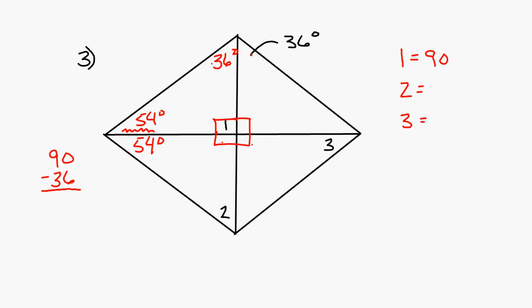You've got another right triangle. So angle 2 is going to be equal to 36 degrees. If angle 2 equals 36, then the angle on the other side of it is 36. And you've got a third right triangle. So angle 3 is going to be equal to 54 degrees. So angle 2 is 36, and angle 3 is 54.